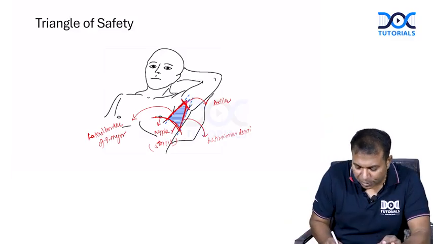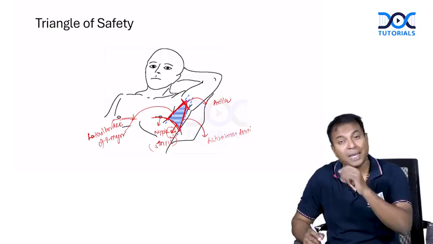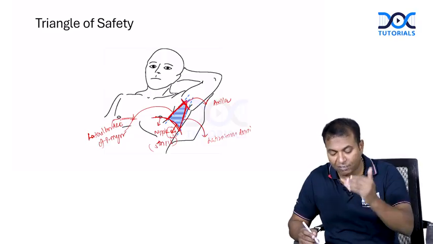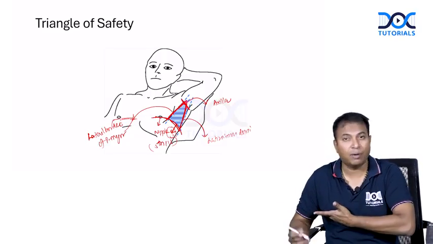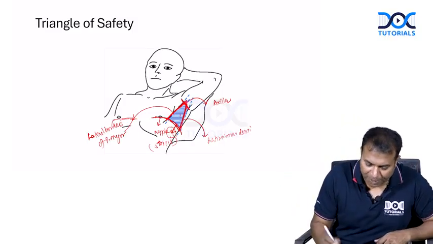Because when you go below this line, the spleen might be coming. On the right side, the liver might be coming. You may injure the spleen and liver. So at the level of this nipple level, we have to put an imaginary line, and you put the tube anywhere in this place.